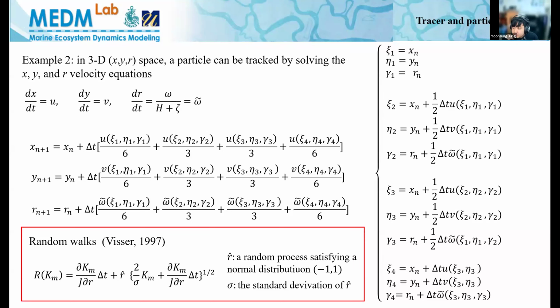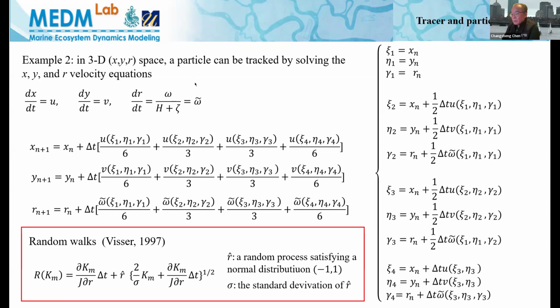As shown in this slide, FVCOM's particle tracking module applies a random walk to simulate turbulent diffusion. In the case of shallow regions with complex bathymetry and strong tidal mixing, like estuaries or coastal zones, how should the particle diffusivity Km or the random walk parameters be determined or calibrated in practice? This is my question.